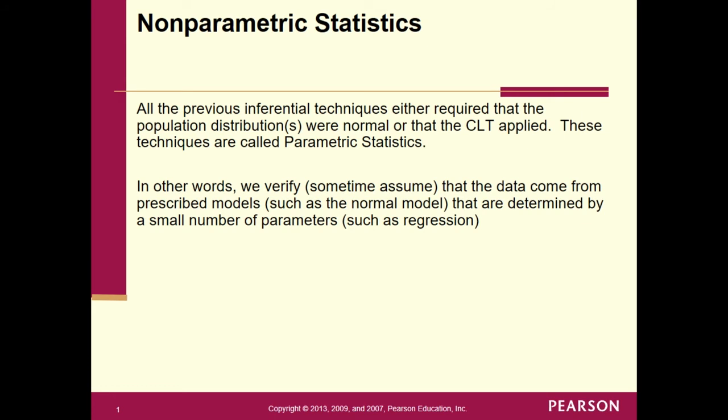Okay, so with regression, you had a population line, right? You had a population regression line. Within that population regression line, you had a population slope and the population y-intercept.